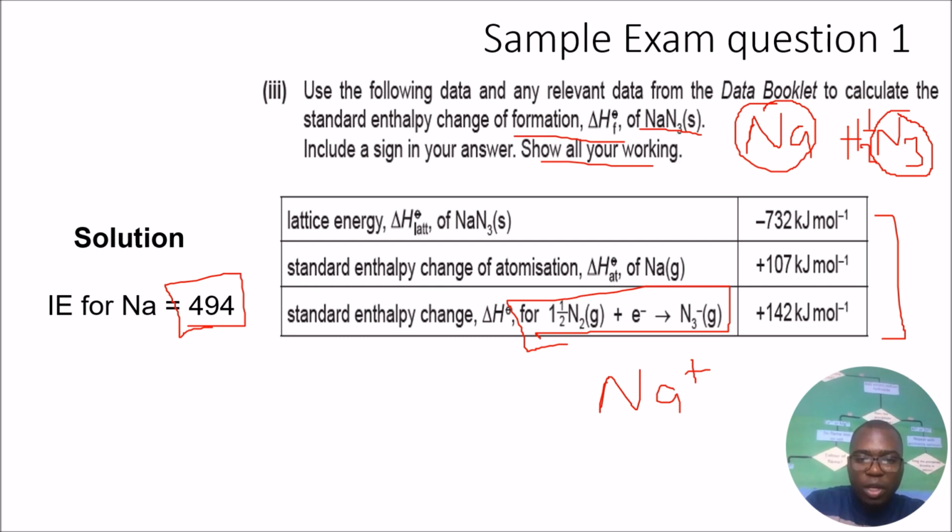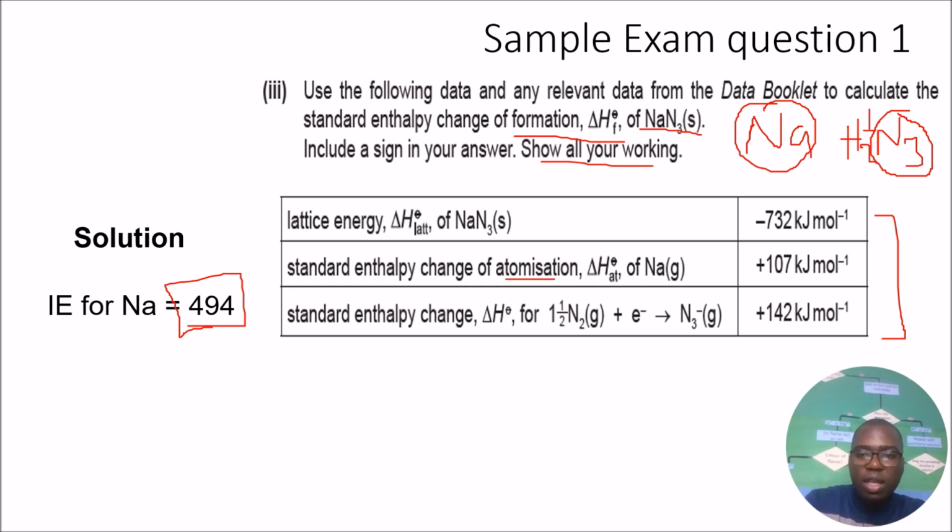So in the data booklet, because here they've given us lattice energy, here they've given us enthalpy change of atomization, then they've given us enthalpy, standard enthalpy change. So this one is a general. So depending on the nature of what is happening here, we need to figure out which part this is representing. So let me just create some space so that we can figure out together which part this is representing.